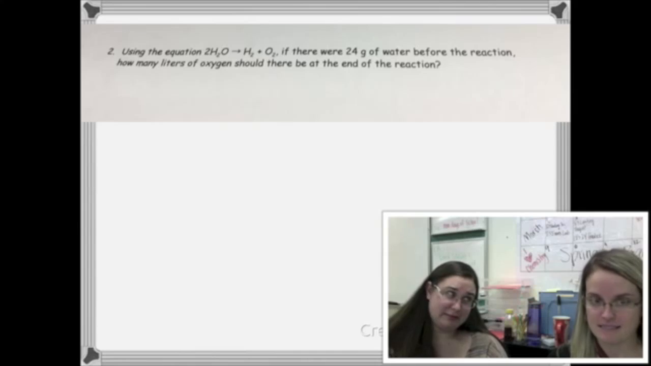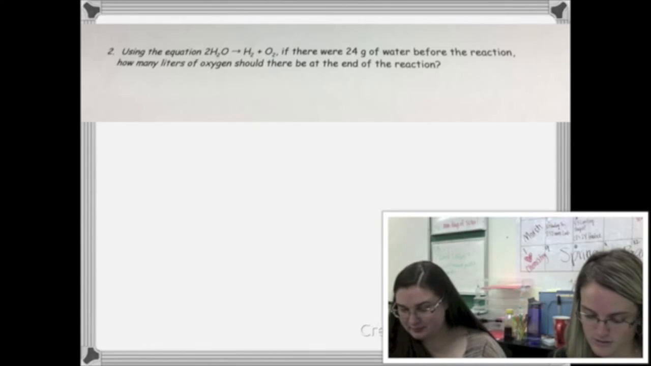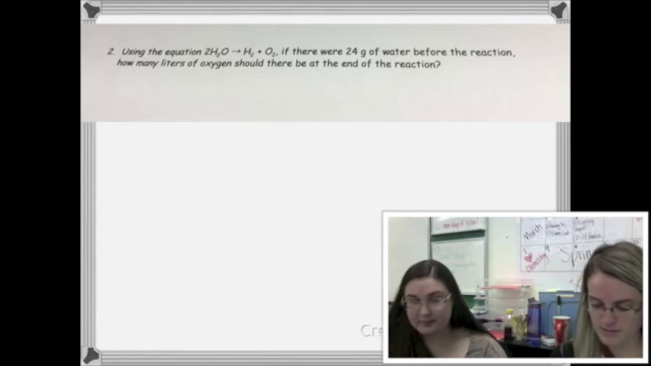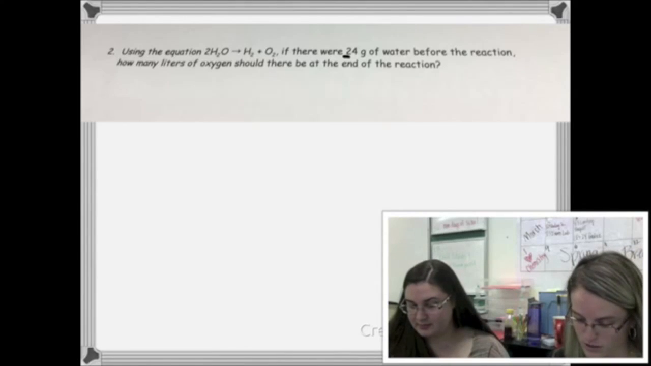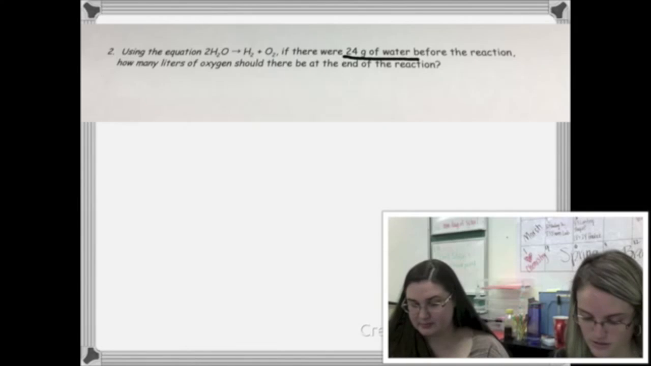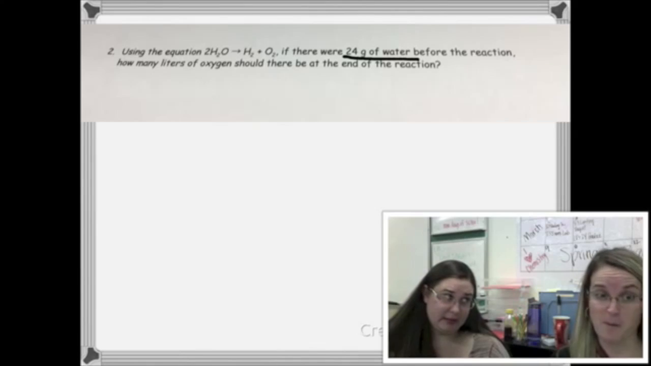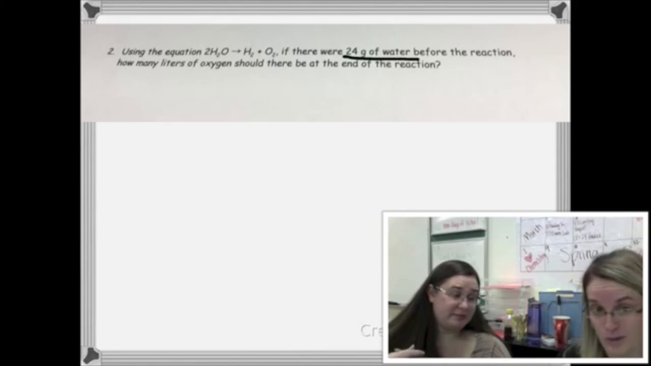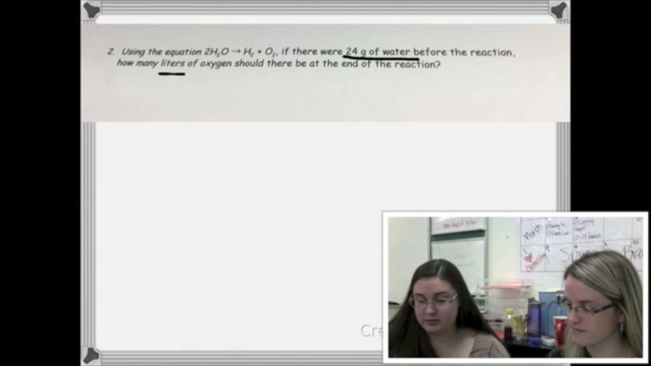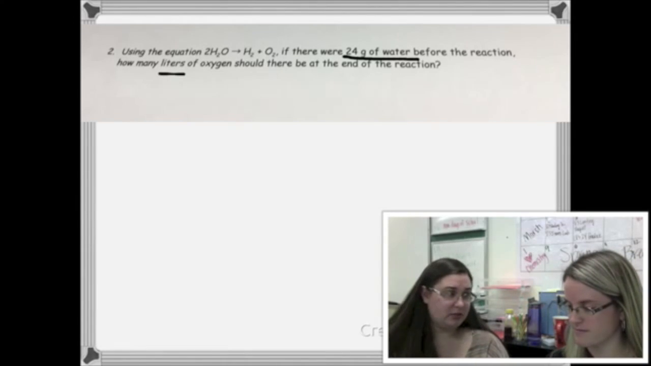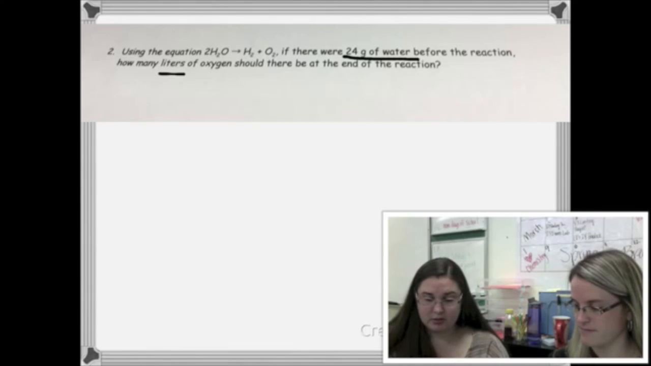It's not as easy this time. Okay, so it says use the equation. H2O decomposes to make hydrogen gas and oxygen gas. If there are 24 grams of water before the reaction, how many liters of oxygen should there be at the end of the reaction? Wow, so we have to go back to stoichiometry, because this is liters, but I can't just change grams to moles to liters. I'm going to have to change grams of water to moles of oxygen.